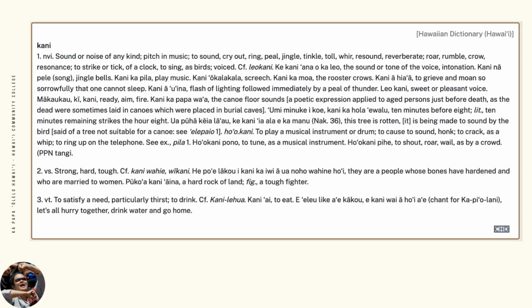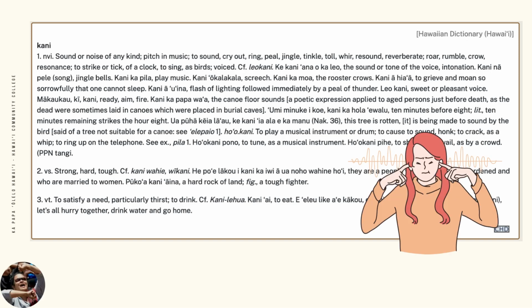If you ever need help deciding on what a word is, you can always look in our Hawaiian dictionary. Let's look at the entries for kani. In the first entry, kani is defined as a sound and to cry out, to name a few of the definitions. We can also see the abbreviation NVI. N refers to noun. A sound or noise of any kind is a kikino. VI refers to intransitive verb.